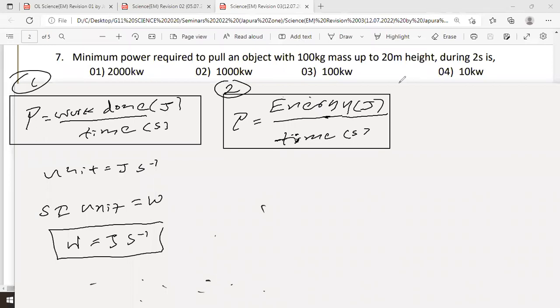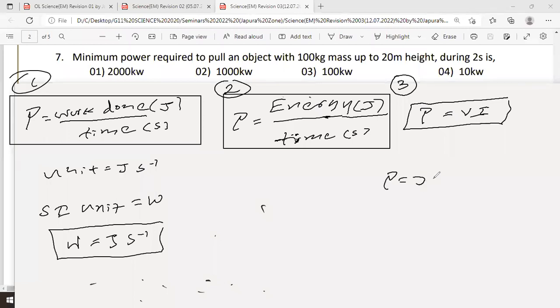Then there's one more equation to calculate power. The first two equations are related to the grade 10 syllabus. The third equation is in grade 11, and sometimes you might not have done this in school yet. That is P equals VI. P is power, V is voltage and I is current. That is electrical power.